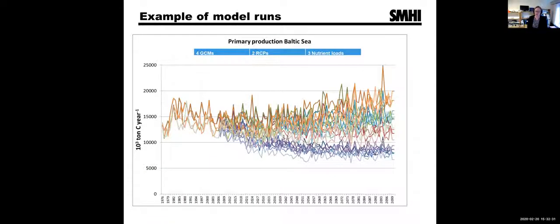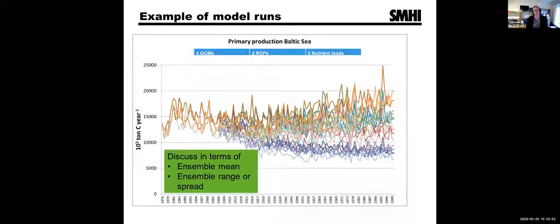And then this is what we get out. This is model results, just an example: primary production in the Baltic Sea. What you can see is 4 global climate models forced with 2 different RCPs, and in addition we have added 3 nutrient load scenarios. So it's a lot of runs, and impossible to work with that amount of data to show the results. Therefore, we discuss in terms of the ensemble mean and the range between the different models or forcings. And then it can look like this instead.